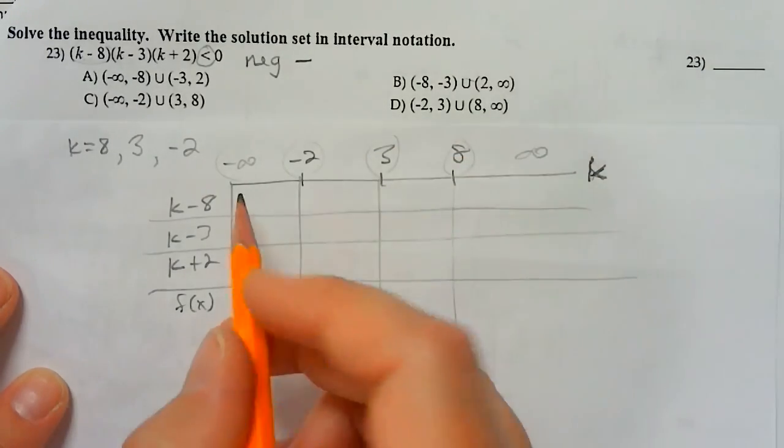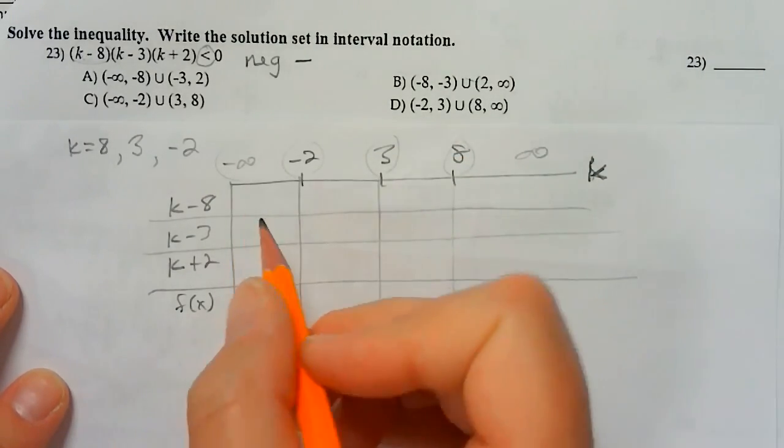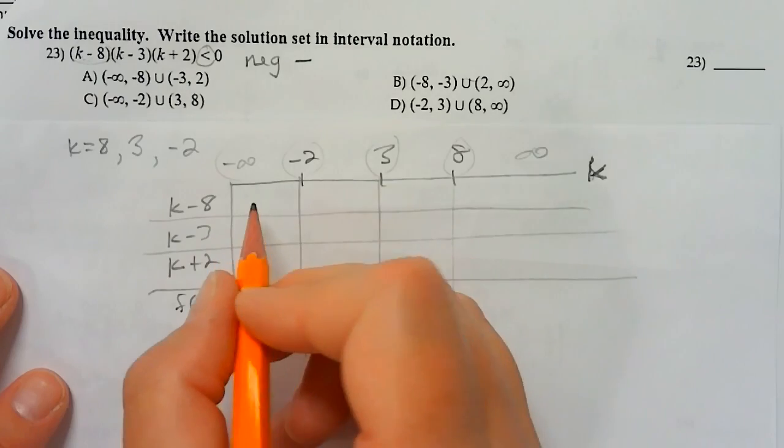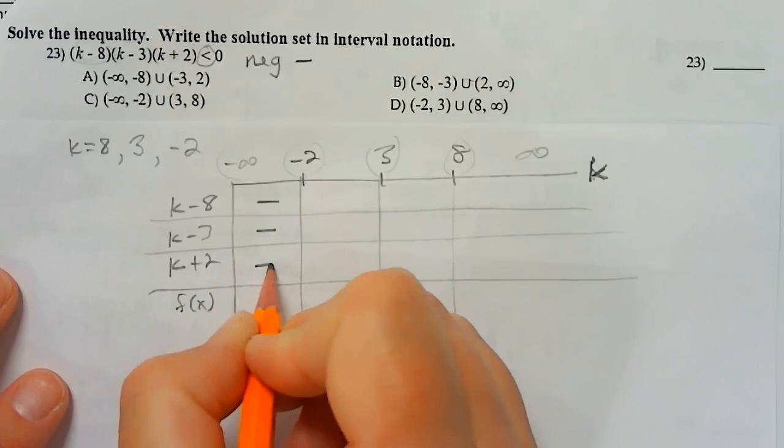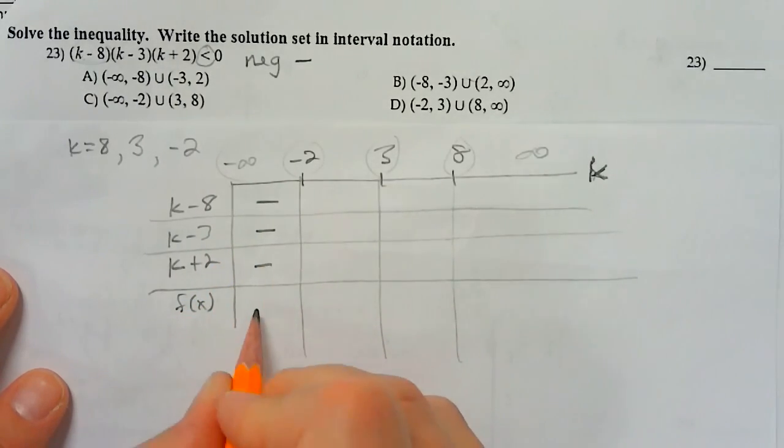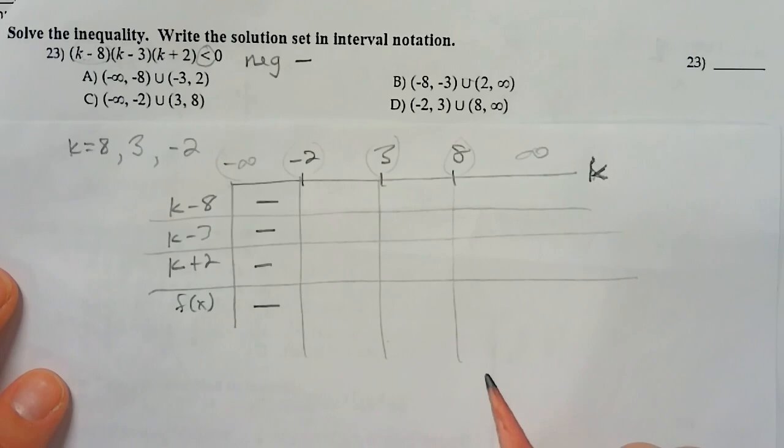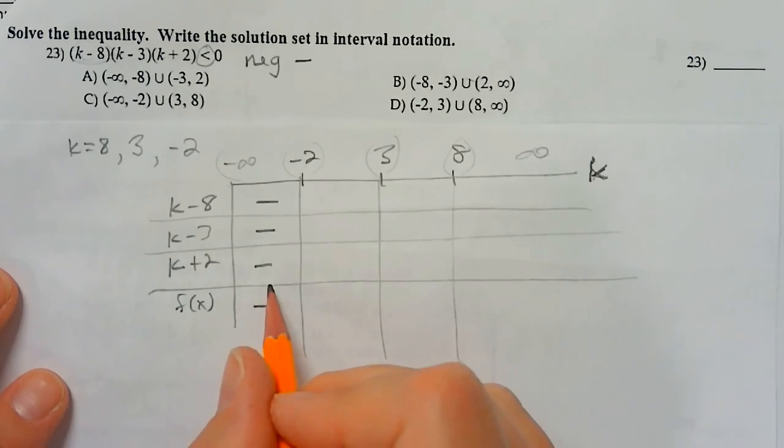I need to test points inside these regions. So -infinity, I'm going to check -100. All right, well, that's negative, that's negative, that's negative. All right, 3 negatives makes the whole function negative. Cool, we might have found our first region.